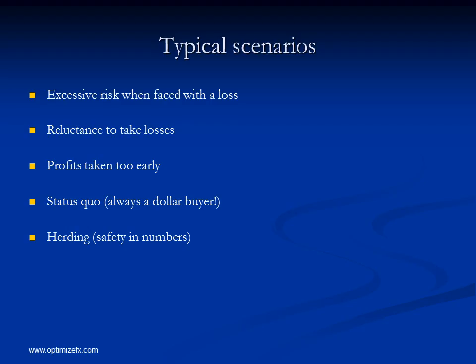We look at some typical scenarios which can go wrong when you don't exercise discipline, control and emotional stability. The first three come from something called prospect theory, which says that people are more averse to taking losses than they are to taking profits. So you've seen it when people take excessive risk when faced with a loss. You've got $5 in it, you're 10 points out. Suddenly to scramble that back, there's a bit of overtrading, and suddenly you've got $30 in it.